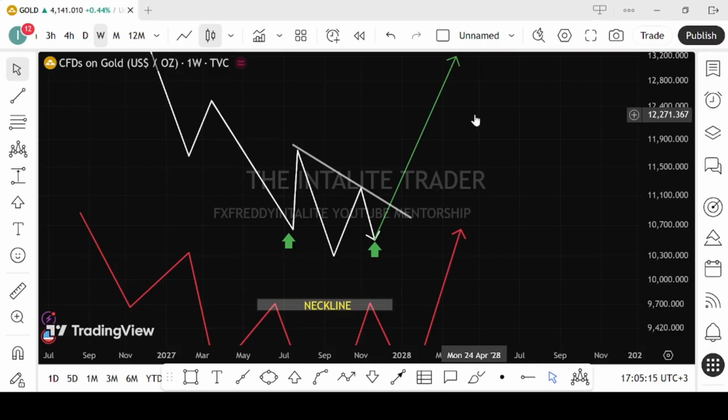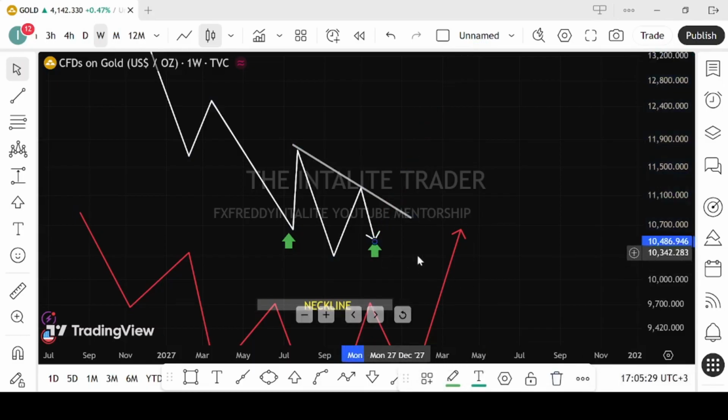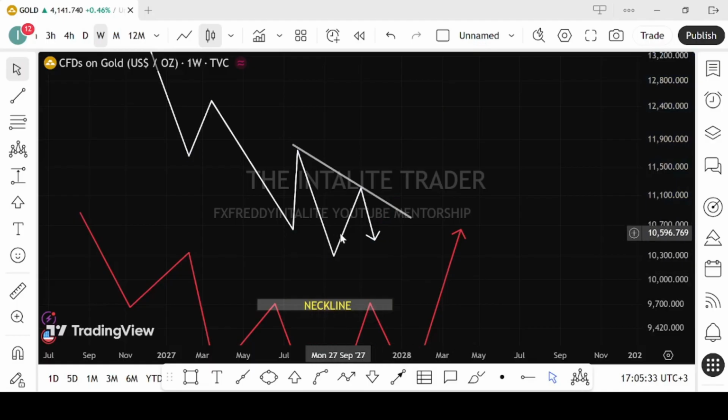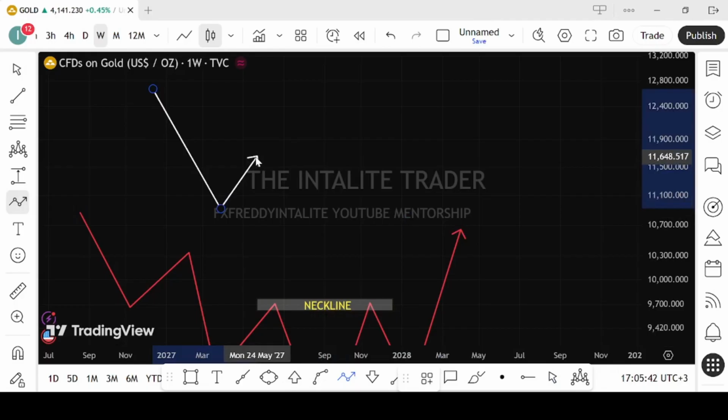I'll also teach you fresh trends and trend exhaustions. So a break above this slanted neckline confirms a reversal. That is variation 1. Variation 2 of imperfect, you can have price in a downtrend.